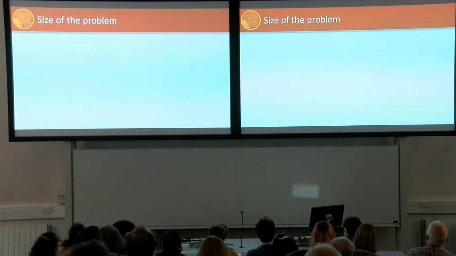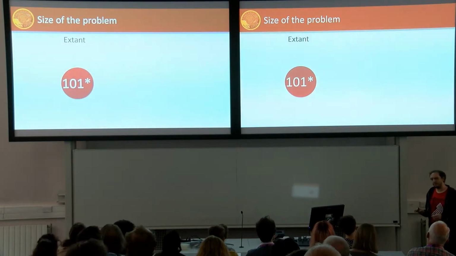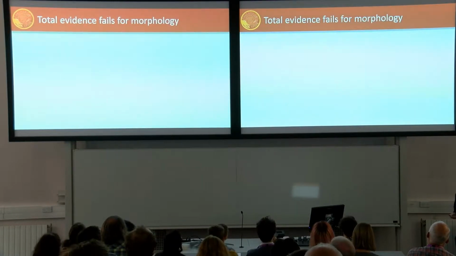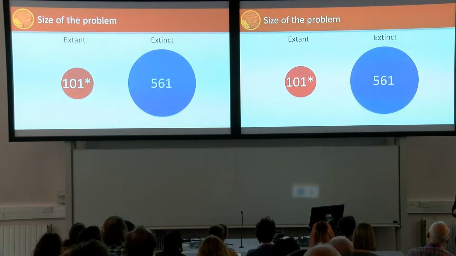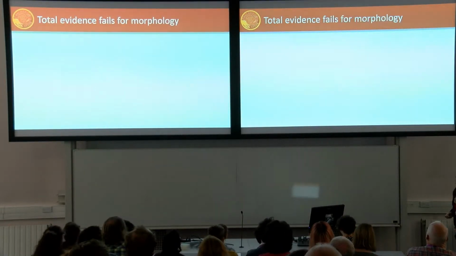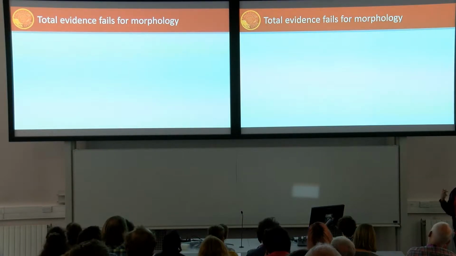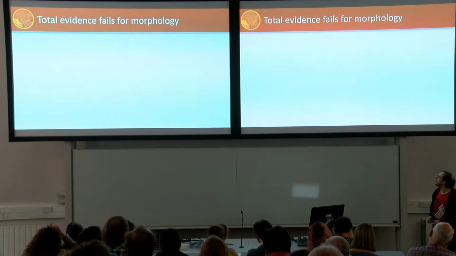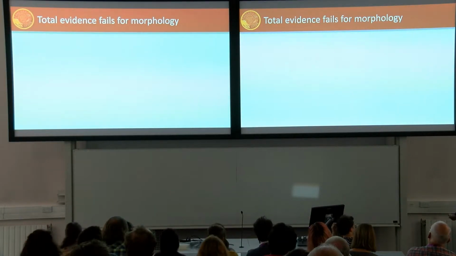So the size of the problem is we've got something like 101 living species. This is almost certainly an overestimate, and we're going to revise this down a bit, but most of our diversity is in extinct species, which is obviously what we're used to working with as paleontologists. Normally we'd want to use total evidence as a way of solving this, the kinds of things that Robin talks about, but that's not going to work for cetaceans, because the morphological challenge is too great for us.